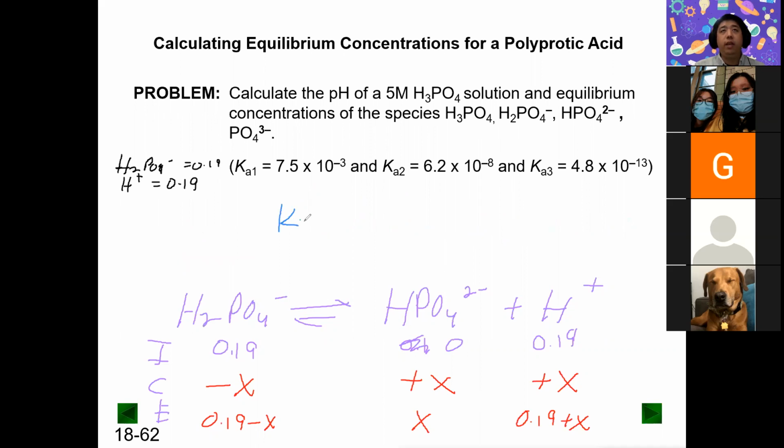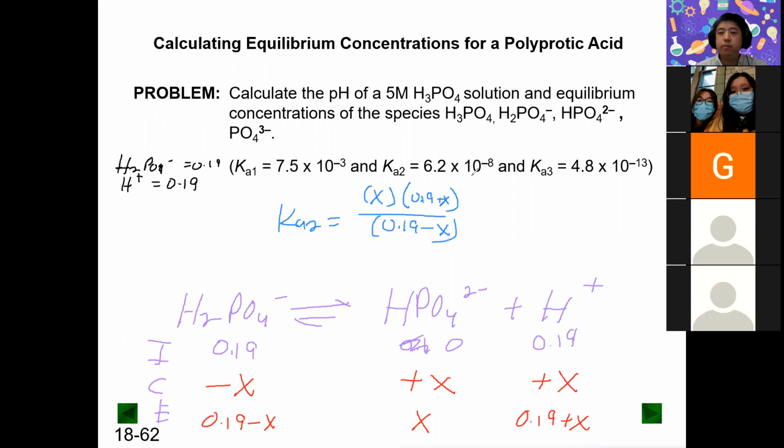So here I have my Ka2 is equal to X on top from this HPO4 2 minus. Here I have 0.19 plus X. And then here I have 0.19 minus X. So what can I assume again? What assumption can I make again?